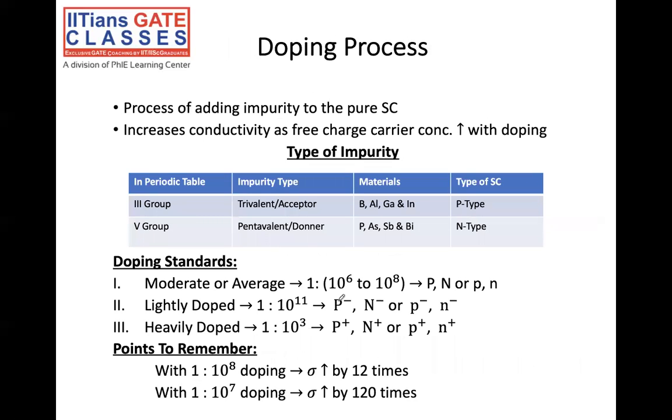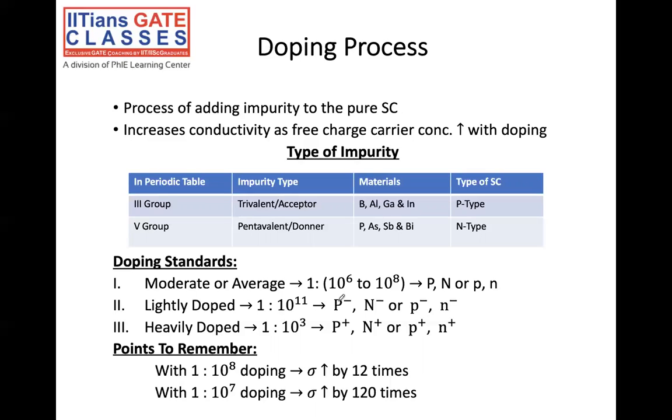So now come to the next topic, that is doping process. It is nothing but the adding of impurity to the pure semiconductor. If we add impurity to the pure semiconductor, the free charge carriers increase in the semiconductor. That is why the conductivity increases. So doping is nothing but the process in which we increase the concentration of free charge carriers and we increase the conductivity.